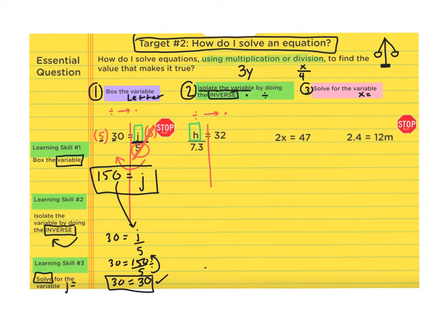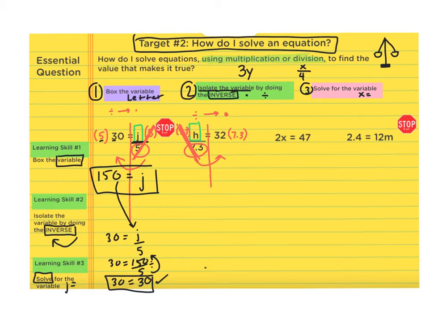Step 2, take the inverse to isolate the variable. So I want to get everything away from Miss Olton, which means I'm going to bring that 7.3 over here. Well, I know I have to do the inverse, and I already figured that out. That's why I wrote it right here. I'm going to multiply. Again, don't forget, multiply by putting the number on top of the fraction so that you can cross them out. Okay, don't forget, once you move it, you can cross that out.